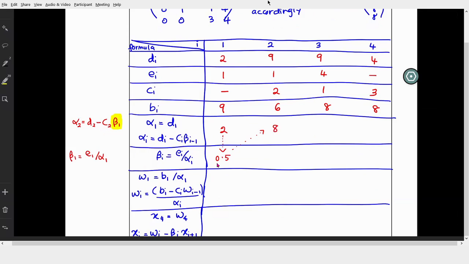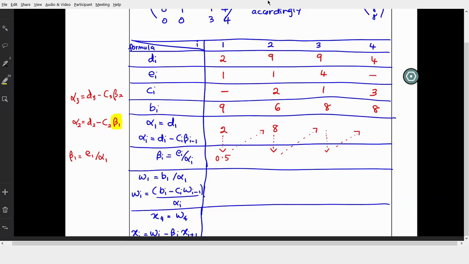Okay, the same process, when you want to get alpha 3, the formula for alpha 3 is D3 minus C3 beta 2. You don't have beta 2 yet, so you need to go down. So here's the process, zigzag like that. You go down, you go up, you go down and then you go up. Like that. And then you go down again.